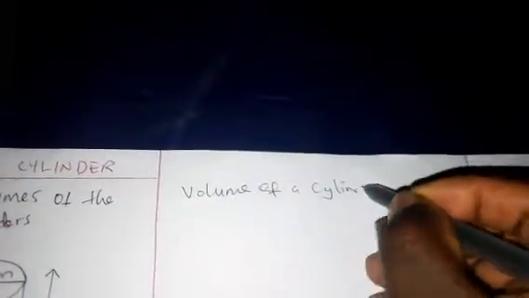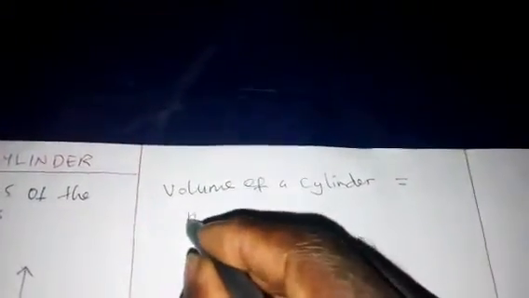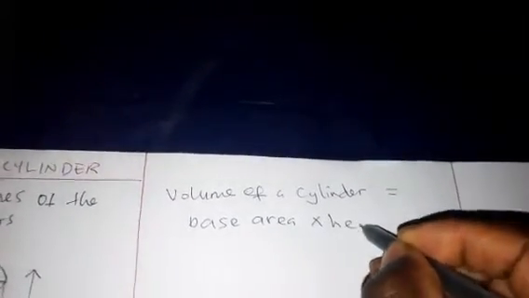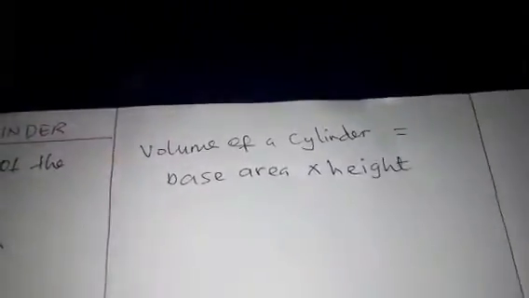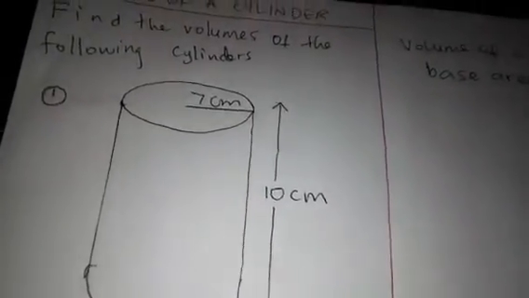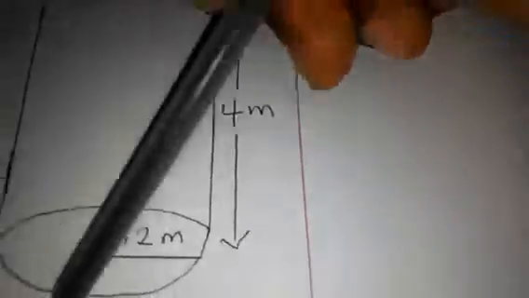Now there's a formula for finding the volume of a cylinder. Volume of a cylinder is equal to base area times height. What this implies is that in calculating the volume of a cylinder, you find the area of the base, then multiply by the height.